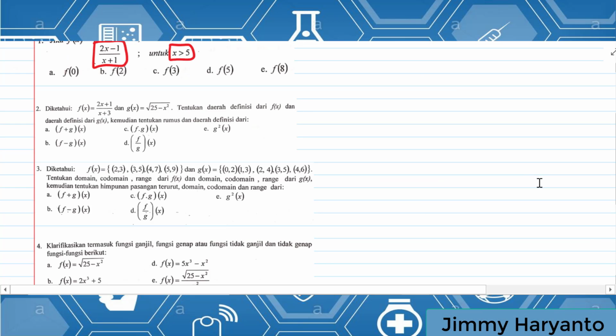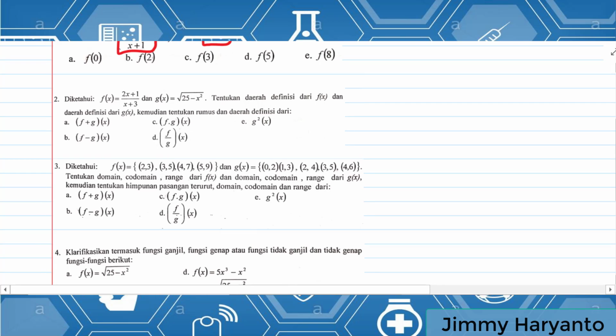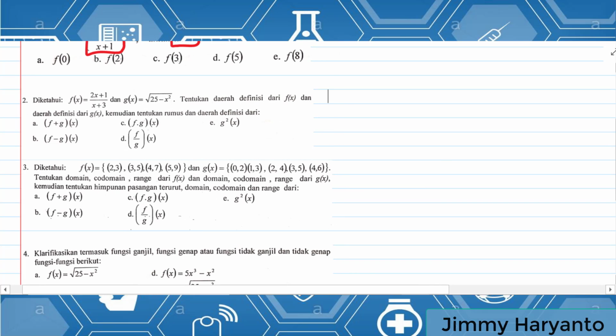Next, number 2. For number 2, I'm sorry, I didn't read the instruction clearly. The instruction wants us to find the daerah definisi of f(x). That means you have to find the domain. And now I haven't taught you how to find the domain for this kind of function, so you cannot do it. Later I will teach you how to find the domain for this type of function, in the next section. For number 2, we only can do the operations: addition, subtraction, multiplication. So you don't have to find the domain.